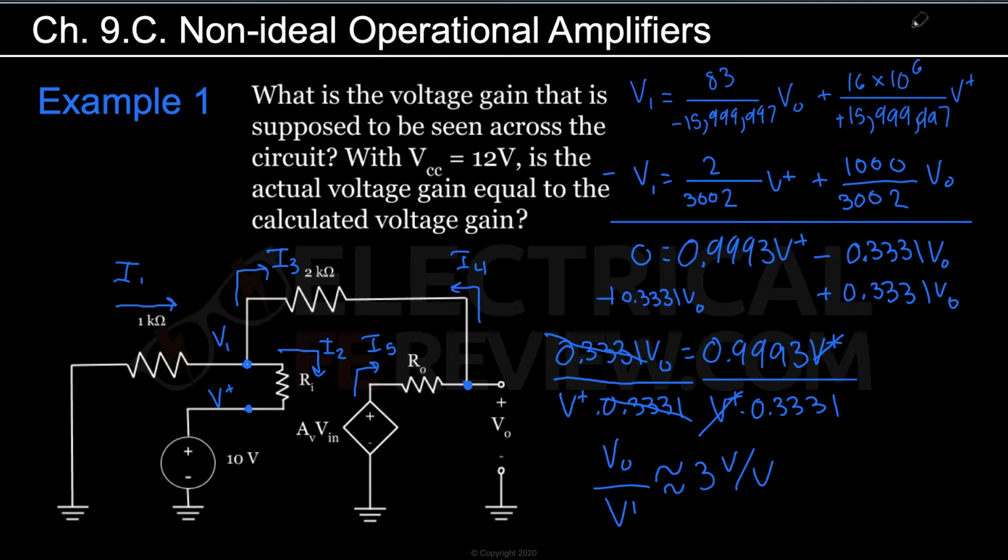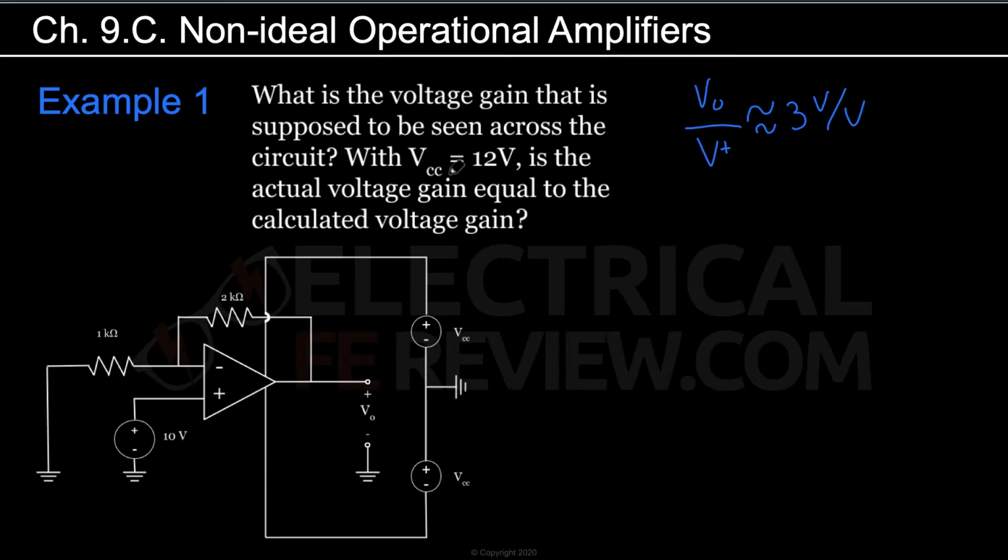Now, we haven't entirely answered the question yet, because now we've shown what the gain is supposed to be, but is the gain actually going to look like this? So now we're going to go back and look at what the original diagram looks like. So what it says here is with VCC equal to 12 volts, is the actual voltage gain equal to the calculated voltage gain? Now, the actual voltage gain is not going to be equal to the calculated voltage gain, and here's why.